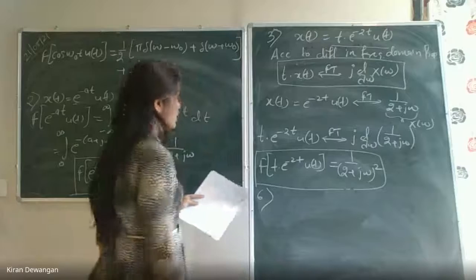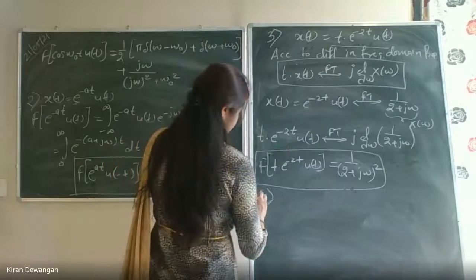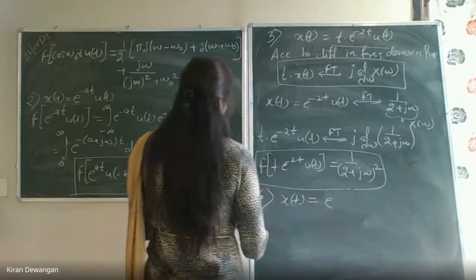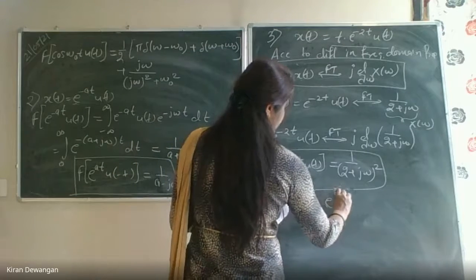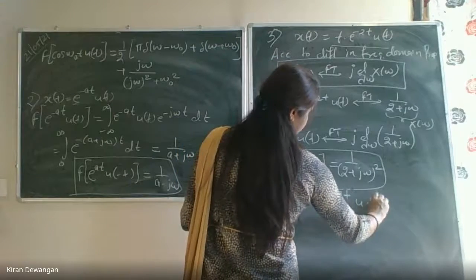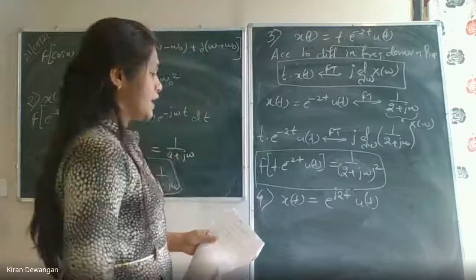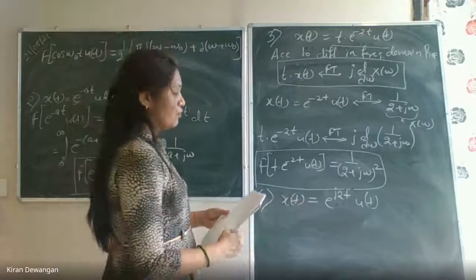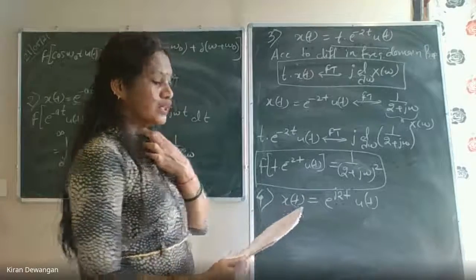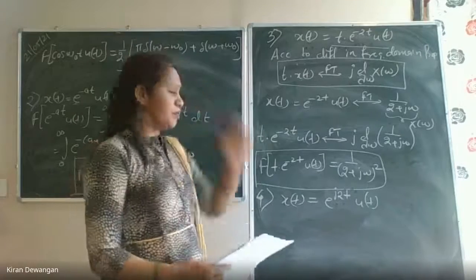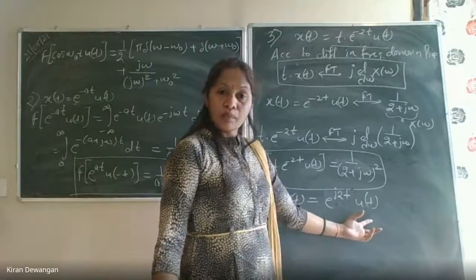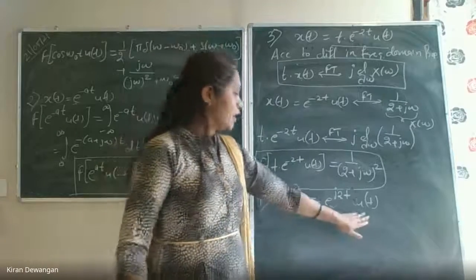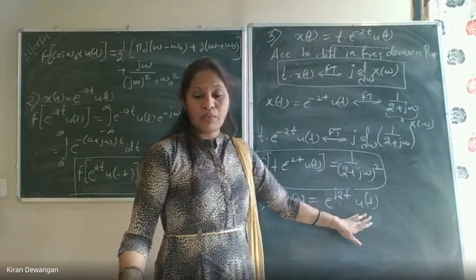Sixth one. Sorry, fourth one. If x(t) is e to the power j2t into u(t), ठीक है? e to the power j2t into u(t). Now Fourier transform of u(t) का हमें Fourier transform already पता है. u(t) का Fourier transform is pi delta omega plus 1 by j omega. That you should always remember. Fourier transform of u(t) is pi delta omega plus 1 by j omega.